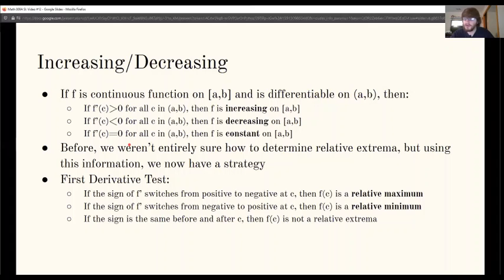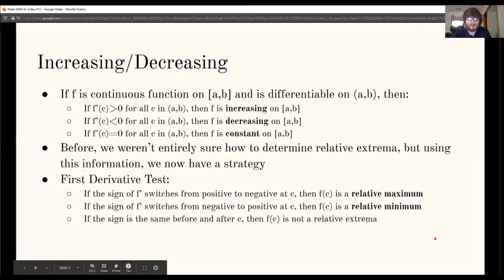Before, we weren't entirely sure how we can determine relative extrema. But using this information, we now have a strategy, and we call this the first derivative test. If the sign of f prime switches from positive to negative at c, then f of c is our relative maximum. And if the sign of f prime switches from negative to positive at c, then f of c is our relative minimum. And if the sign is the same before and after c, then f of c is not a relative extrema.